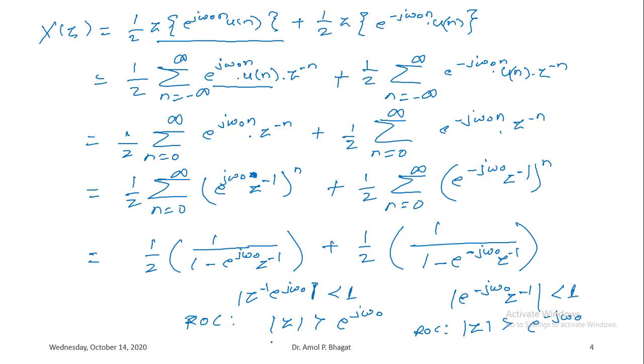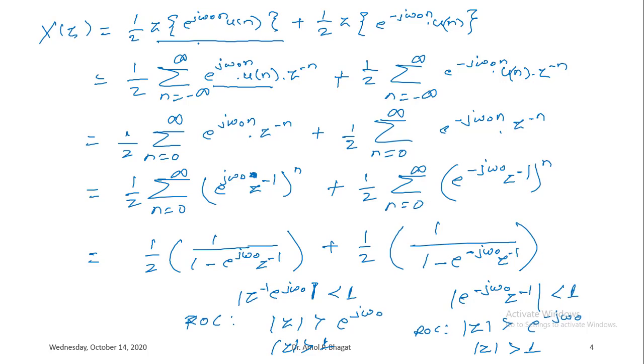But we know that e to the power j omega 0 is approximately 1. Similarly, e to the power minus j omega 0 is also 1, if you evaluate for the various values of omega here. So you can take it as simply mod z greater than 1, and here also mod z greater than 1. So the overall ROC of the given signal will be simply mod z greater than 1. So this is the required Z transform.